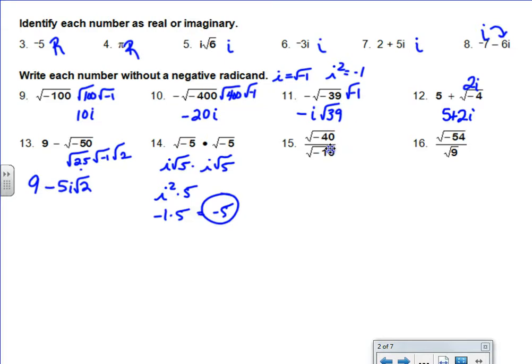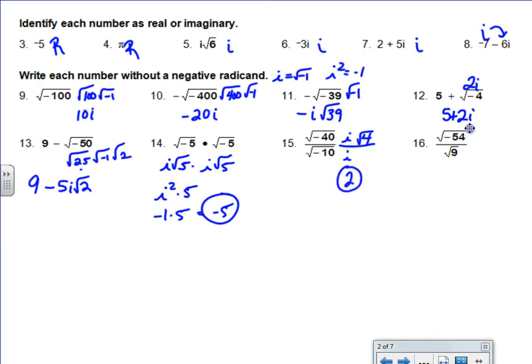We're going to have a similar issue here on number 15. You need to pull the i's out of the problem first. This time, however, we're going to see something kind of amazing happen. Square root of 40 over 10 is really just the square root of 4. And the i's here indeed will cancel. So the answer to this question is just 2.